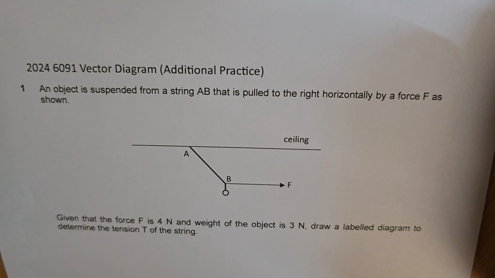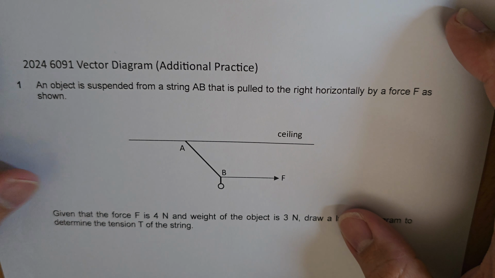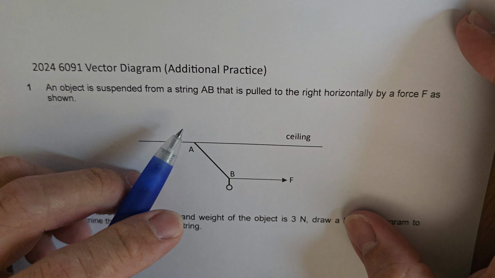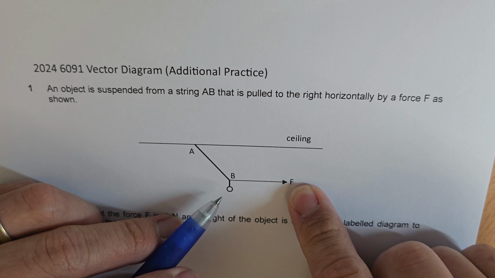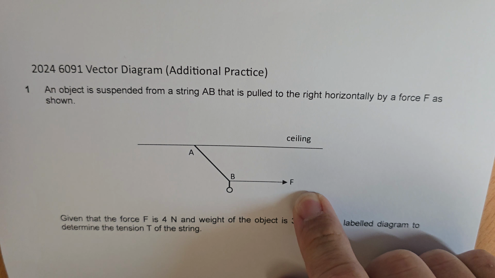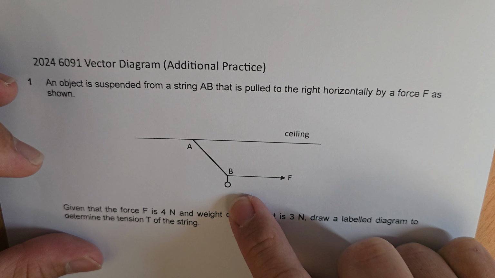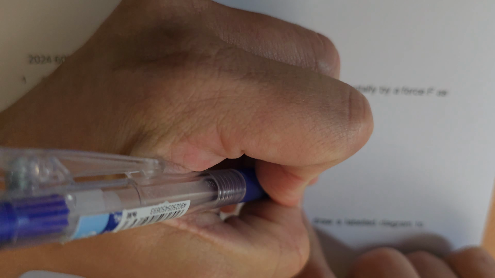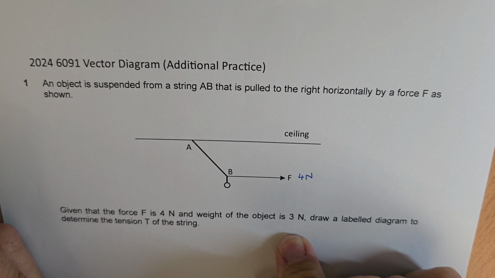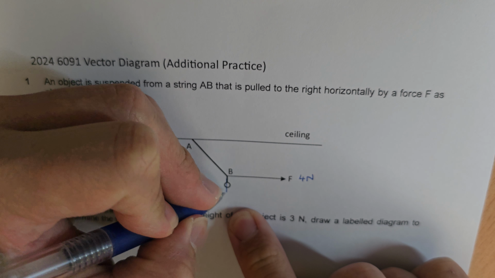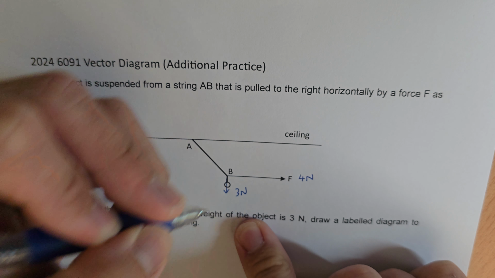Okay guys, so let's take a look at this question. We have an object that's suspended from a string AB that's pulled to the right horizontally by a force of F as shown. Given that the force F is 4 Newton, so we know that this force F here is 4 Newton and the weight of the object is 3 Newton, so there should be a downward force going down to be 3 Newton.